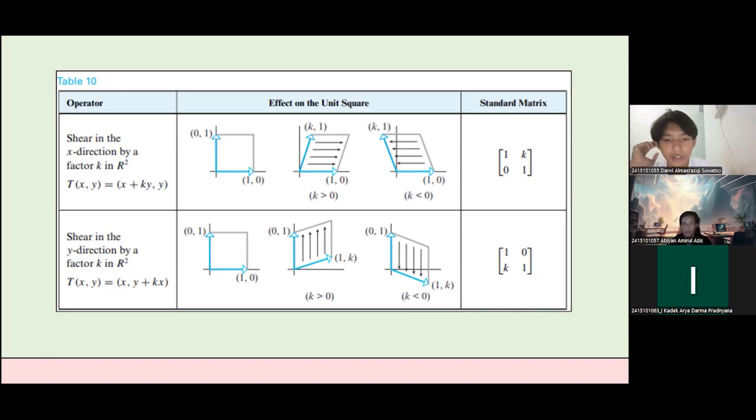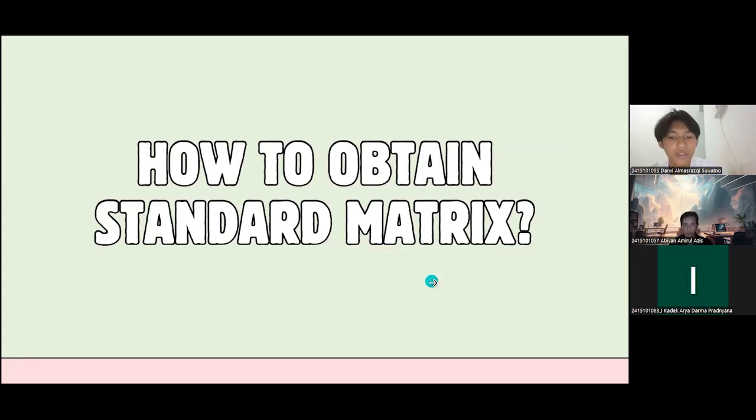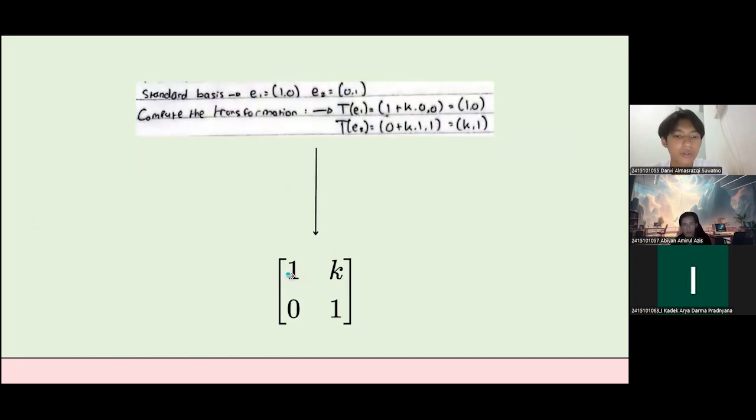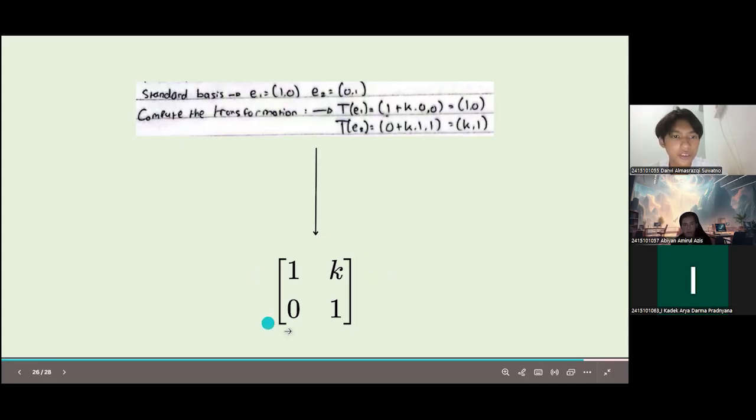And how do we find the standard matrix? Here's the standard matrix, and how do we find it? Simply, we define the standard basis e1 equals (1, 0) and e2 equals (0, 1), and then we substitute them into the transformation formula T(x, y) from before. So this is how we get the transformation of the standard basis.